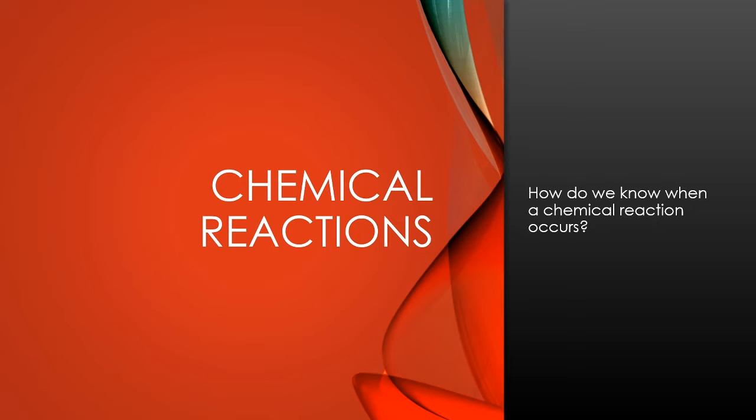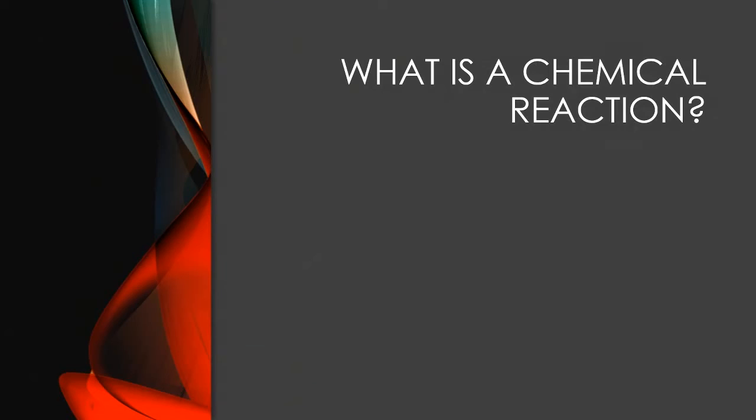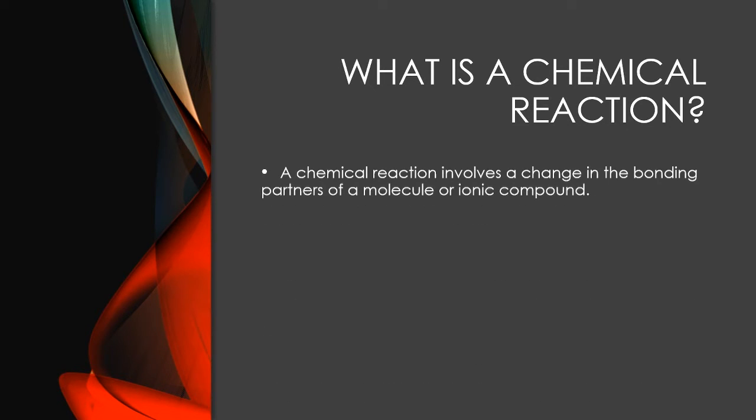So the big important thing here is to figure out when a chemical reaction has occurred and separate that from some of the stuff we've been talking about recently, because we've been looking at some things that are physical changes, not chemical changes. So a chemical reaction involves a change in the bonding partners. Instead of being bonded to the same atoms I was before, I'm going to find new atoms to bond to. And that's a key difference between a chemical reaction and a physical change.